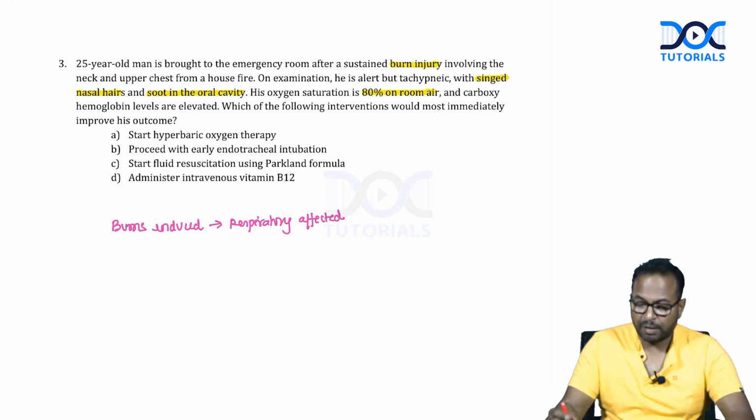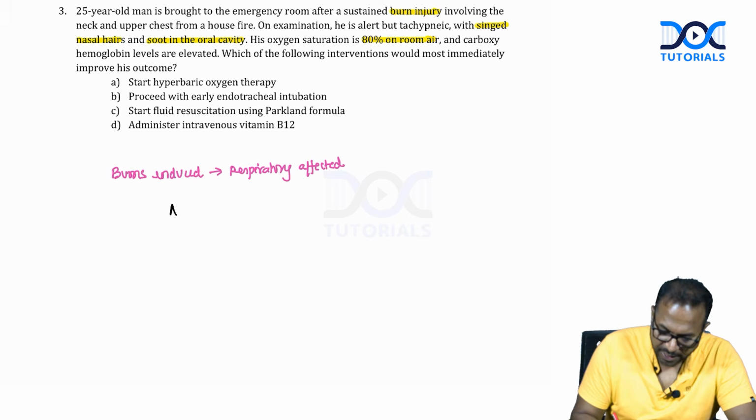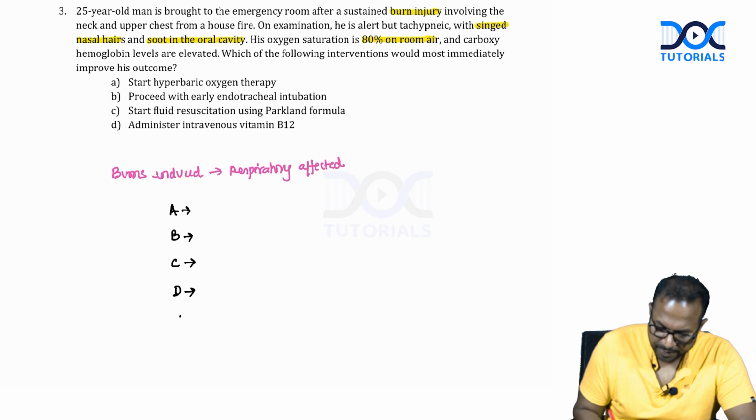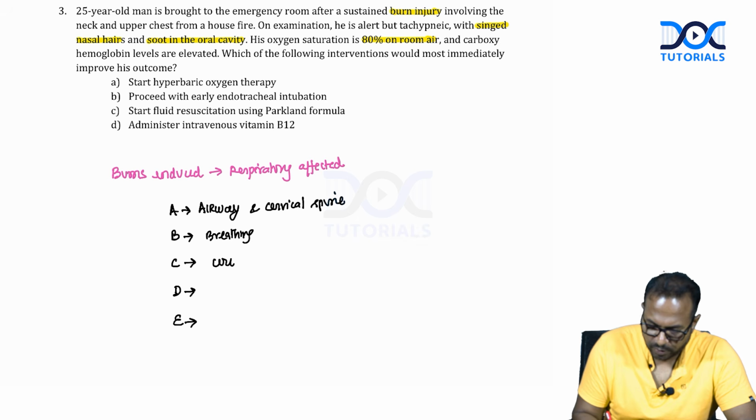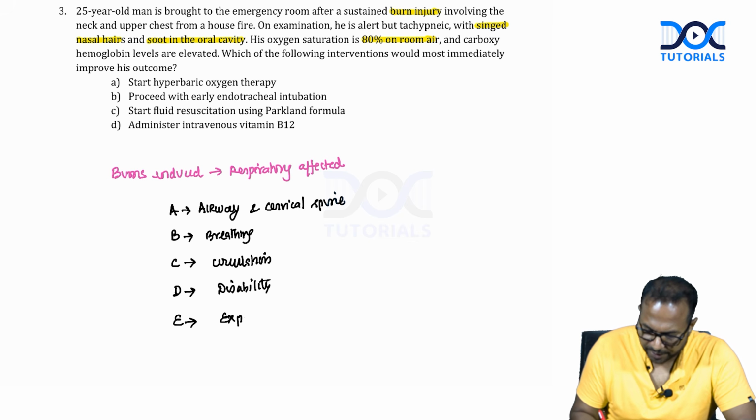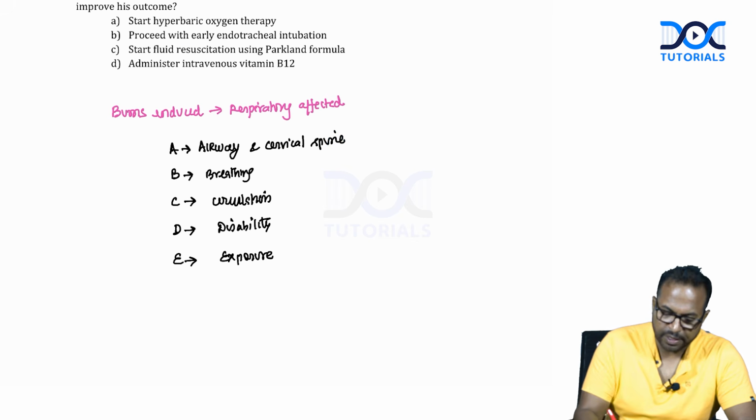So in any trauma, the routine protocol is A, B, C, D, E. This is the routine protocol of any trauma. A stands for airway and cervical spine control, B is for breathing, C is for circulation, D is for disability, and E is for exposure. This is the typical A, B, C, D, E we always read in trauma.